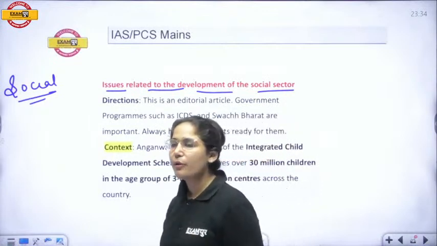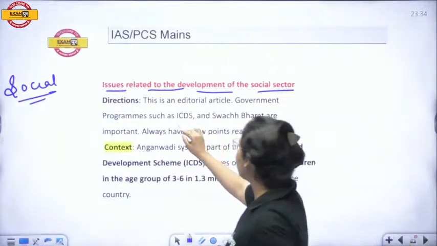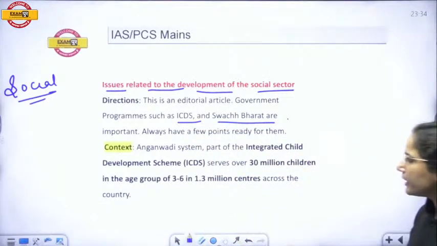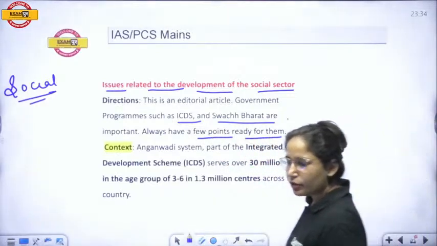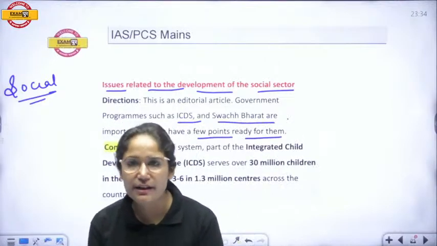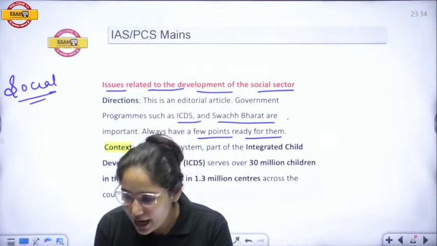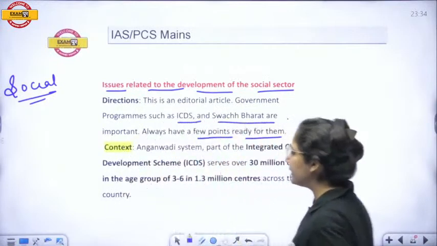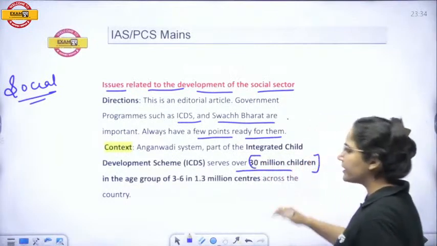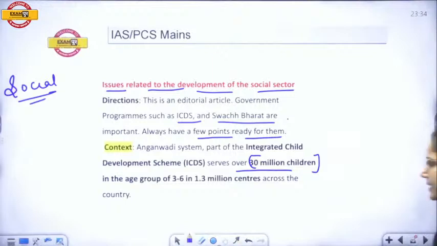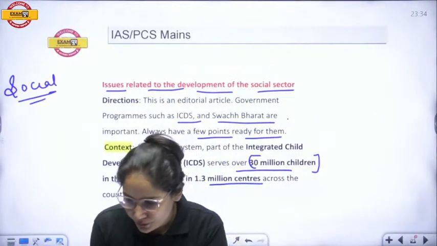As we are talking about the ICDS sector, programs such as the Integrated Child Development Services and Swachh Bharat are important. Always have a few points ready for them. The context is all about Anganwadi services, which aim to spread awareness. The Anganwadi system, a part of the Integrated Child Development Scheme, serves approximately 30 million children in the age group of 3 to 6 in 1.3 million centers across the country.